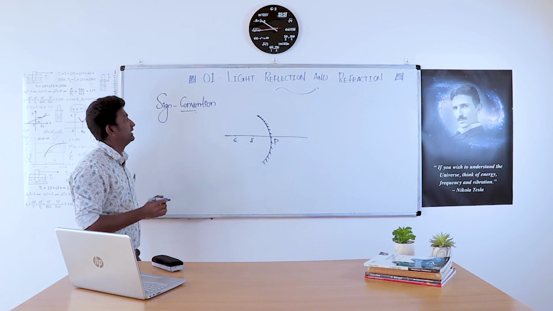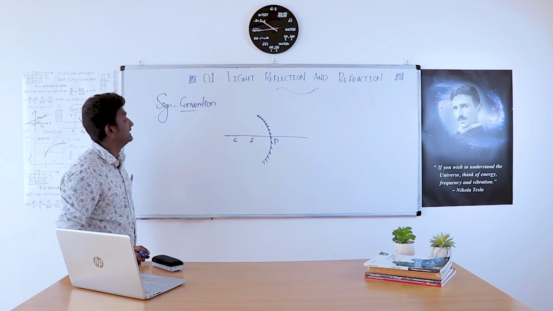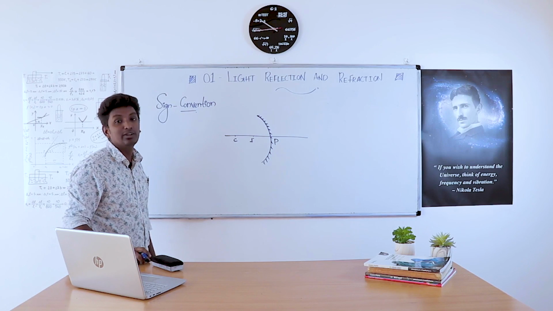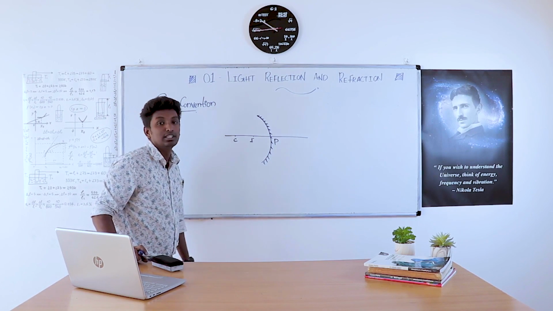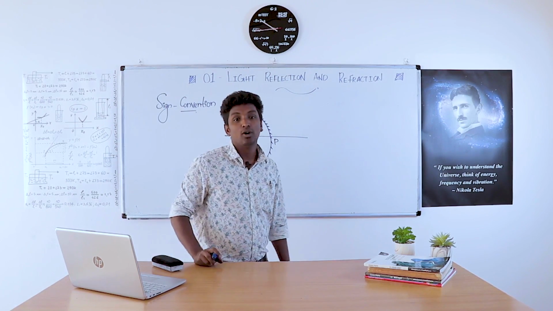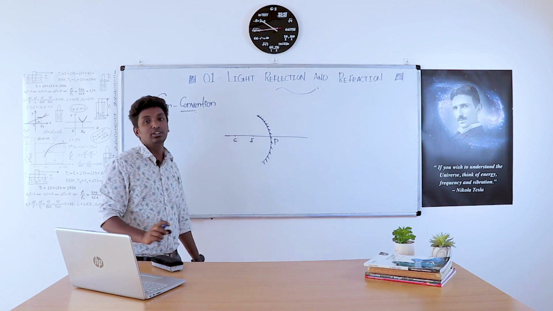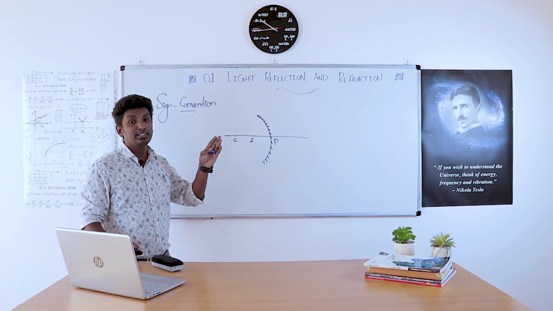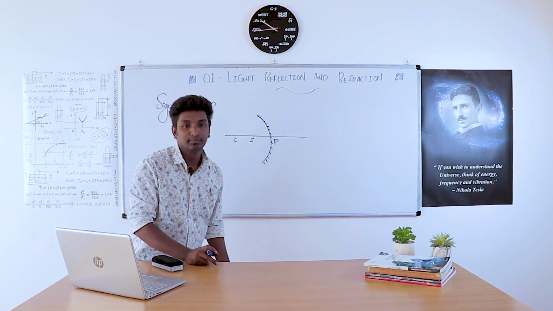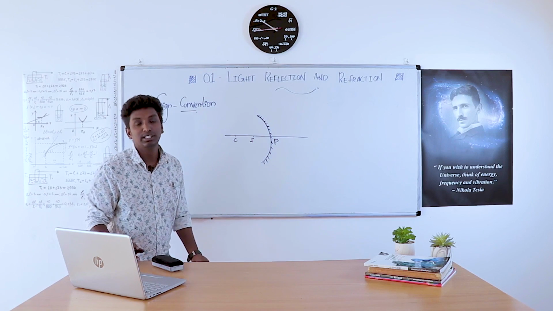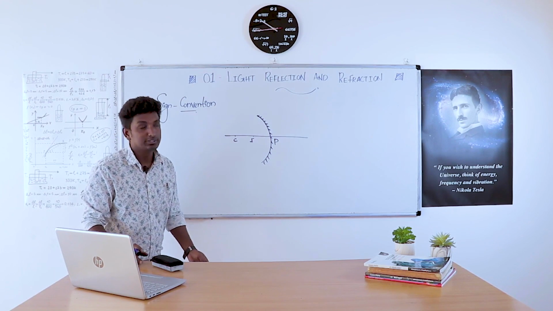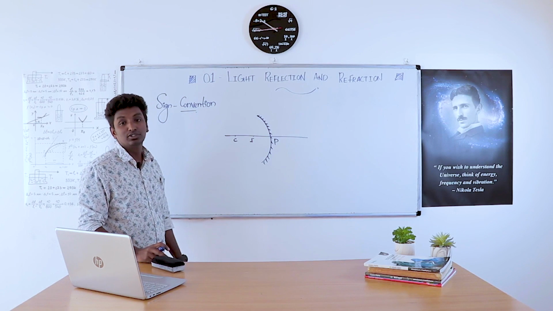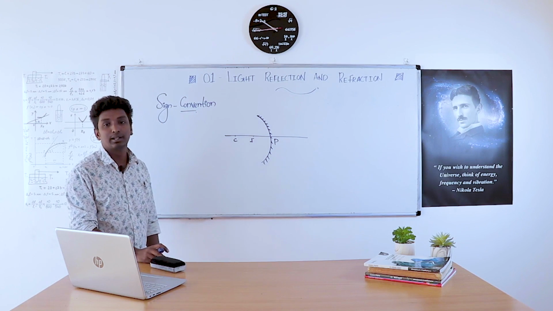The first point to be noted in sign convention is that the object should be placed on the left side of the mirror. That means the ray of light coming from the object should be from the left hand side. So the first point to be noted is that the object should be placed on the left side of the mirror.